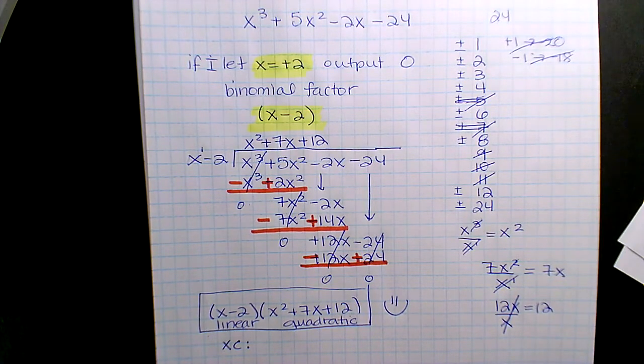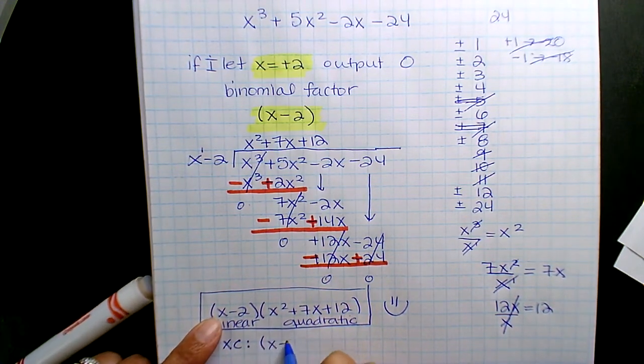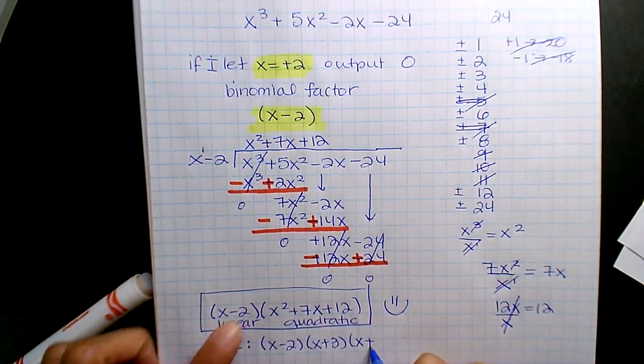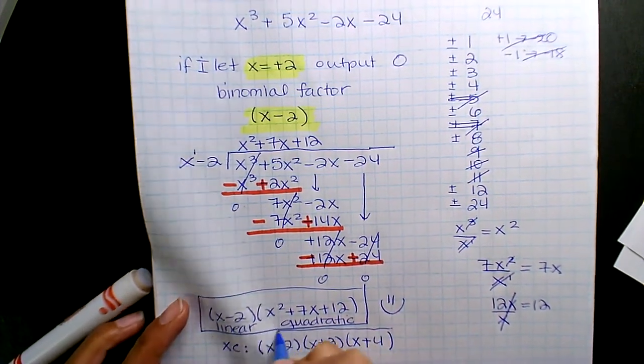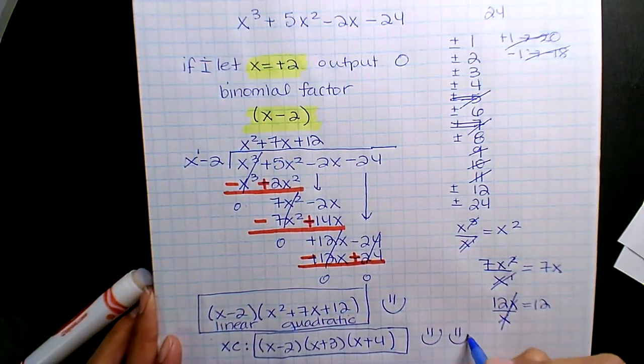So, if you want to go one step further, look at your C value. It's 12. My B is 7. What two numbers multiply to 12 but add up to 7? 3 and 4. 3 and 4. Perfect. So, then x minus 2, x plus 3, it doesn't matter the order, x plus 4. And so that is your 3 linear roots.